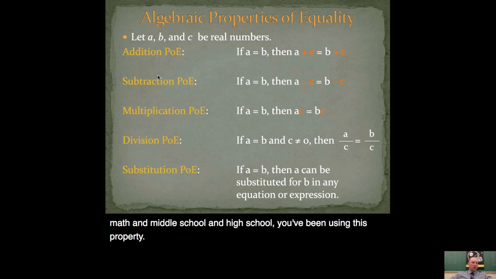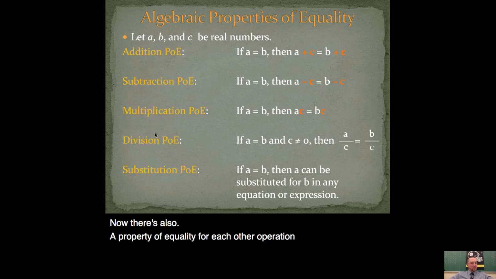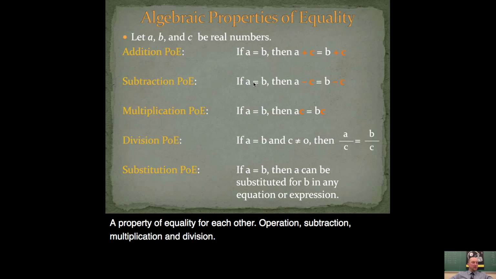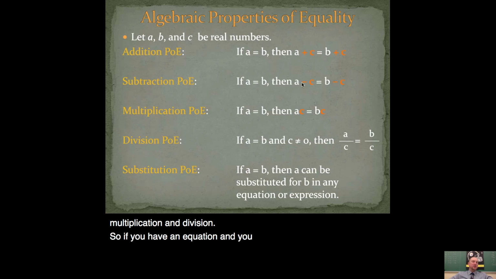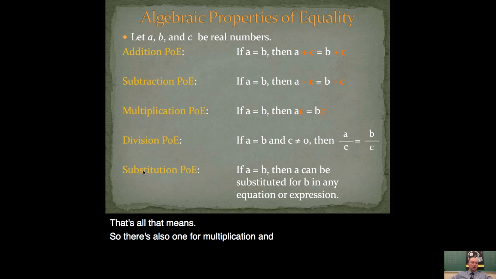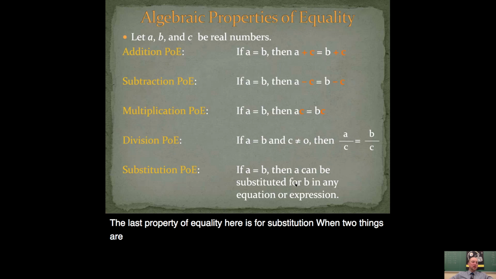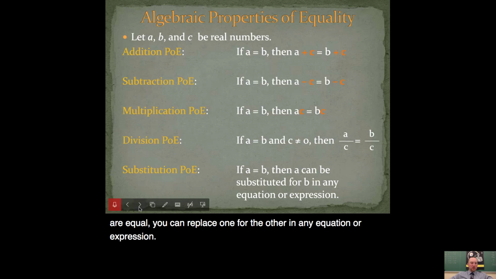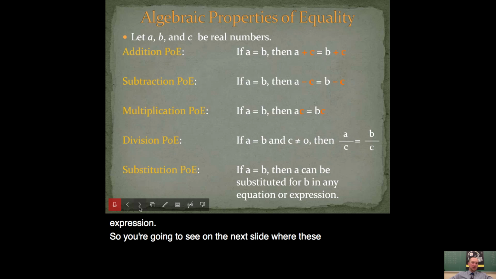Now, there's also a property of equality for each other operation: subtraction, multiplication, and division. So if you have an equation and you want to subtract something from one side, you have to do it to the other side as well. That's all that means. So there's also one for multiplication and division. The last property of equality here is for substitution. When two things are equal, you can replace one for the other in any equation or expression. So you're going to see on the next slide where these come into play.